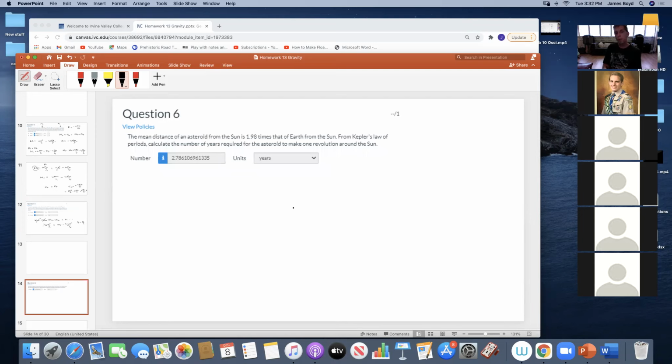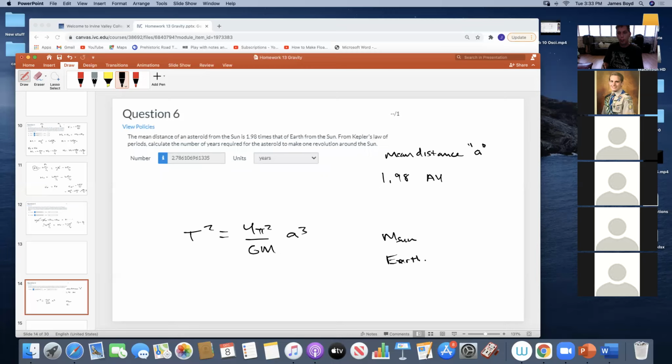This problem is really important. We have an asteroid that is at 1.98 AU, or 1.98 times the distance from the Earth to the Sun. The mean distance is another way of saying A, okay? And we want to know how many Earth years. So this equation, as we saw in our quiz, if we are going around the Sun, and if we are in Earth years for T, and A is in AU, then we just have to put T squared is equal to A cubed, where T is Earth years and A is AU.